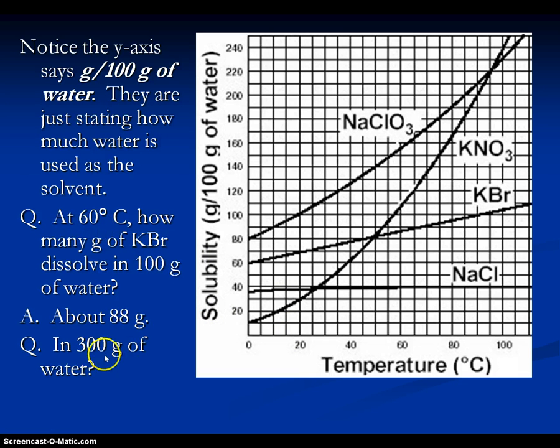Now, if we were to increase the amount of water, then we could also calculate that using this graph. So if 88 grams can go per every 100 grams, let's say we increased the water to 300 grams. We've multiplied it by 3 times. So that means we could also hold 3 times the solute. So if I just took 3 times 88, I know that I could dissolve 264 grams of potassium bromide in 300 grams of water at 60 degrees Celsius.